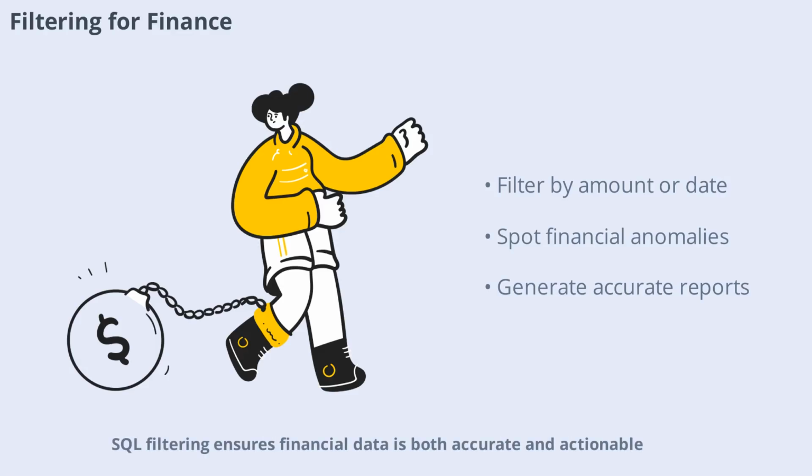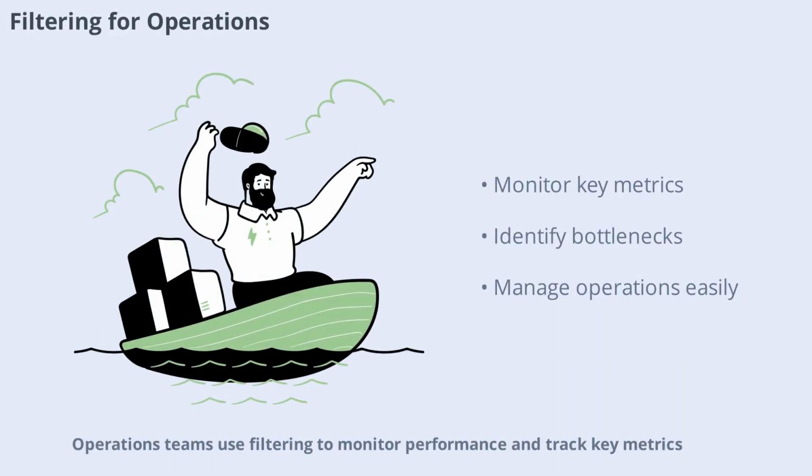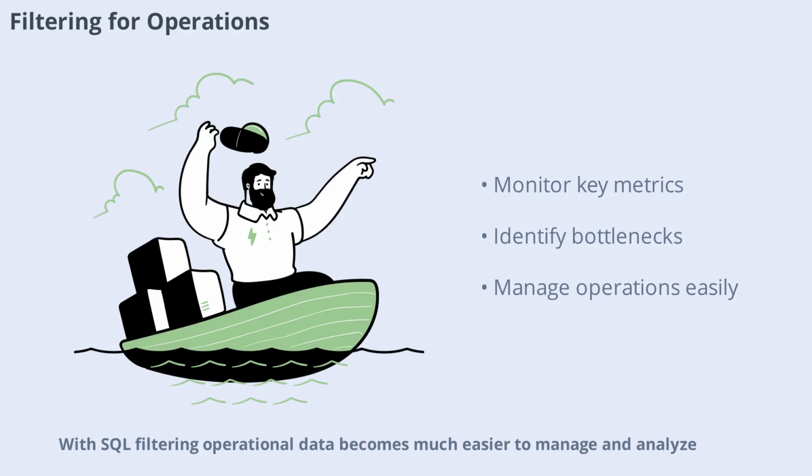SQL filtering ensures financial data is both accurate and actionable. Operations teams use filtering to monitor performance and track key metrics. For example, they might filter orders by status or delivery region to identify bottlenecks. With SQL filtering, operational data becomes much easier to manage and analyze.